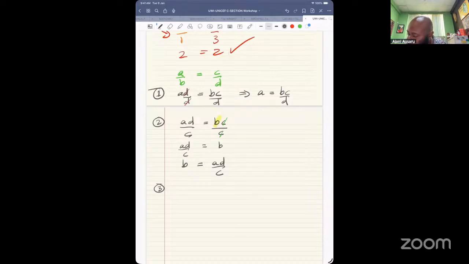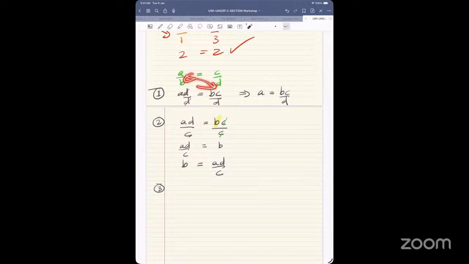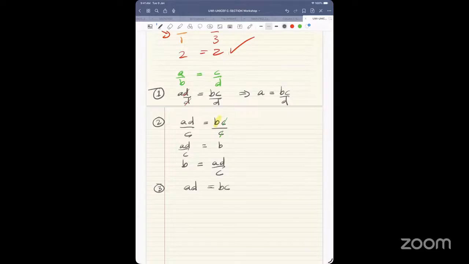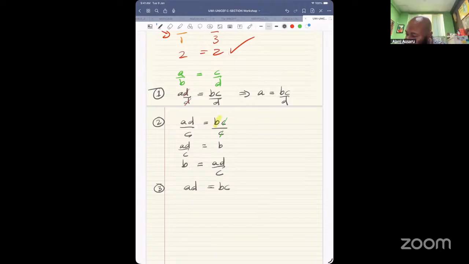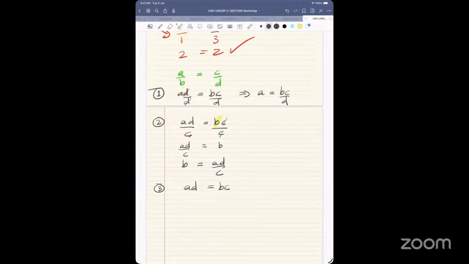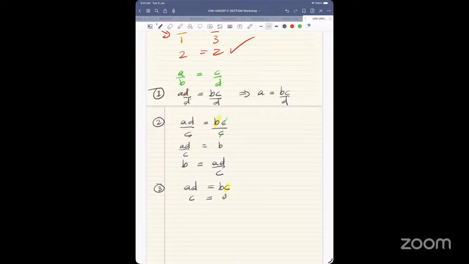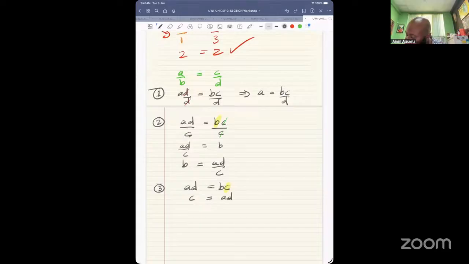We can start by cross multiplying here. AD equals BC, right? So I'm going to write that AD is equal to B times C. Now, what do I want to make the subject here this time? C, correct? Let me highlight C here. So what is C now? Tell me what C is. C is AD divided by B. Beautiful. You guys are so sharp. Very good. AD divided by B.